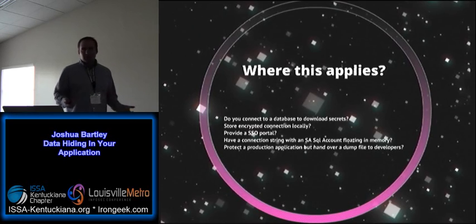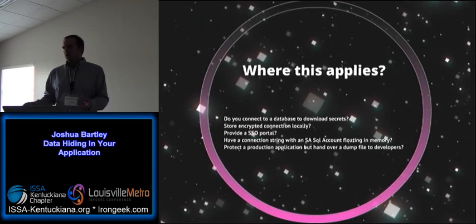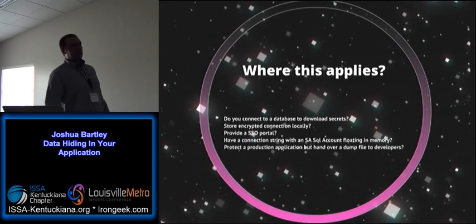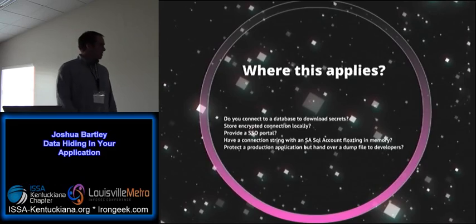Here's another one. What if your application crashed in production? You have a dump file. Do you just hand that off to the developer? Well, that contains all your production secrets, connection strings, everything. Actually, that happened at a former job of mine. I had to write a program that ripped all the secrets out.